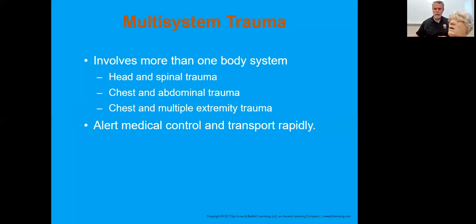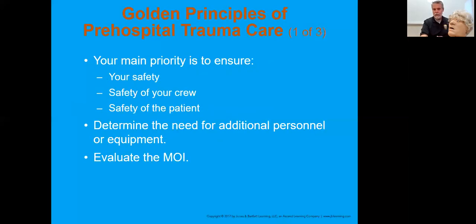But letting medical control know that you're on the way. Again, this is going to a trauma facility. The golden principle is pre-hospital trauma care. Okay, you've got, right, that golden hour. That golden hour is where the clock starts ticking, but it's actually from the onset of the accident or injury.